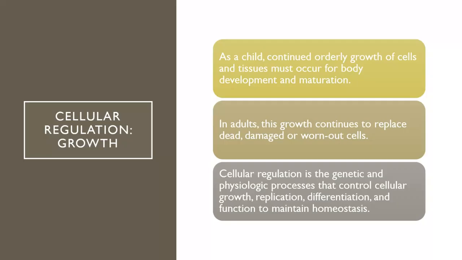Now, if we get a virus or if we get any kind of oxidative stress to our body, those cells can mutate and not be effective or be hyper effective. Either way, it's not good. Cellular regulation is the genetic and physiologic process that controls cellular growth, replication, differentiation, and function to maintain homeostasis.